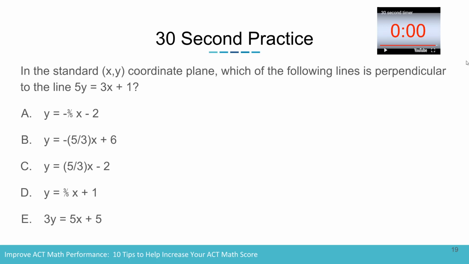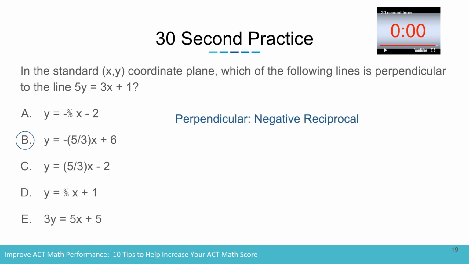All right, so that's the end of the 30 seconds. Okay, and let's see, you should have chosen answer B for this one. In the standard XY coordinate plane, which of the following lines is perpendicular to the line 5y equals 3x plus 1? Perpendicular is an important key word in this question.